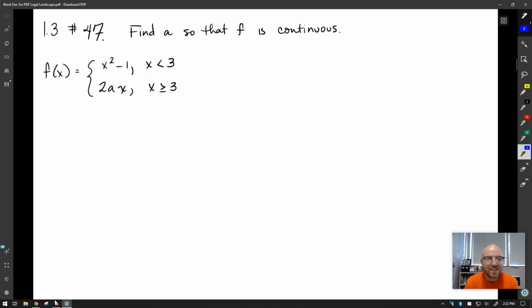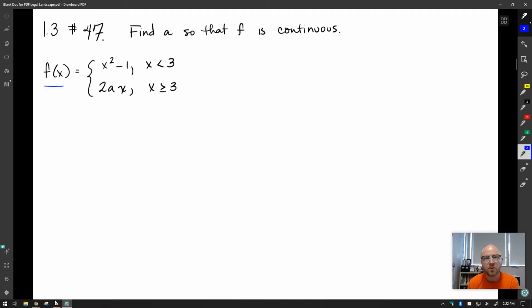Let's look at 47 from section 1.3. Our directions are to find a value for a so that the function f is continuous everywhere. F in number 47 is defined as a piecewise function. We follow the rule x squared minus 1 when x is less than 3, and we follow the rule 2ax when x is greater than or equal to 3.